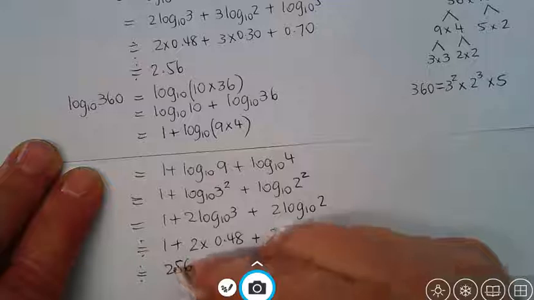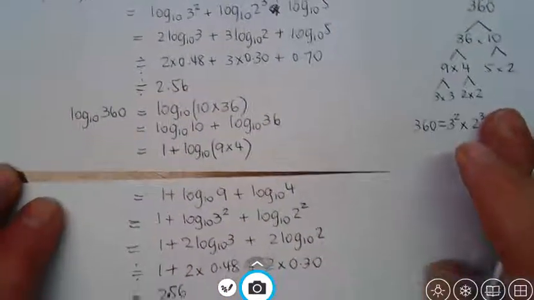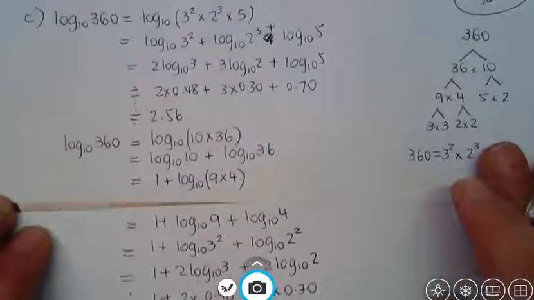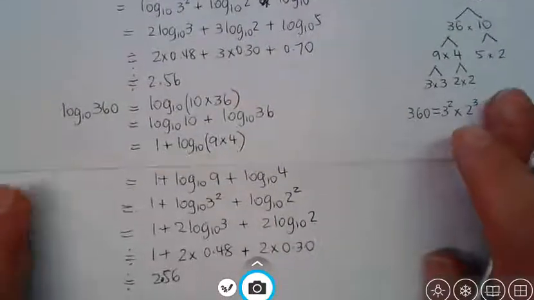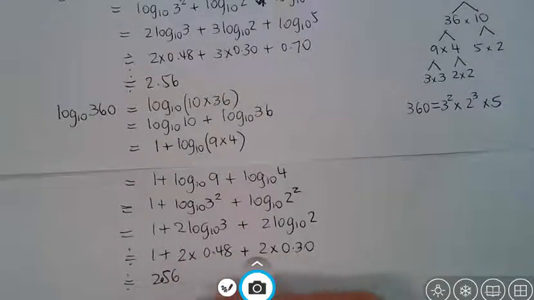Okay, so that's 2.56. Now, of course, there were other different combinations that you could have used, just showing that it doesn't matter which way you go, many different methods to get to the same place. Okay, and the last one is log to the base 10 of 1 on root 10.